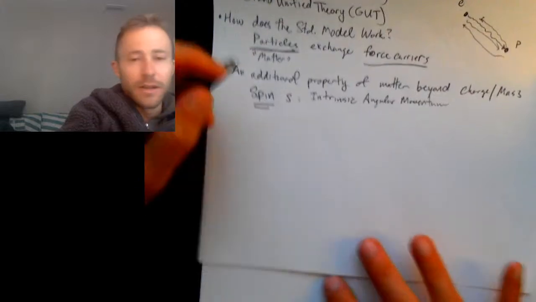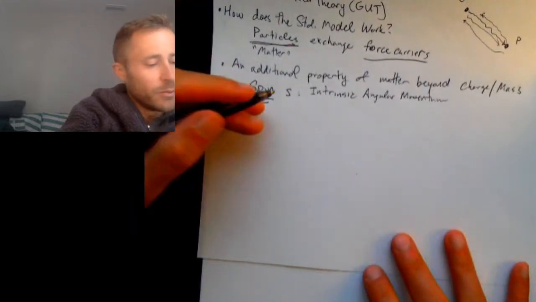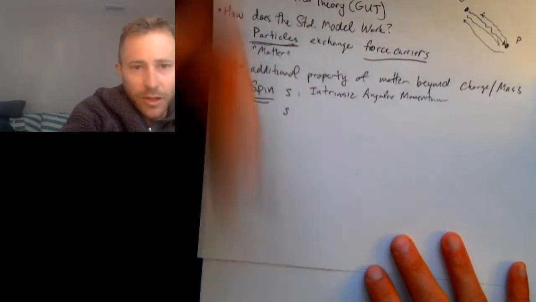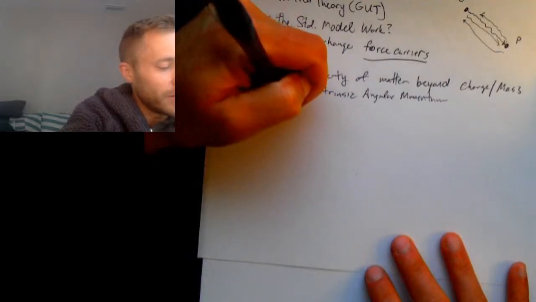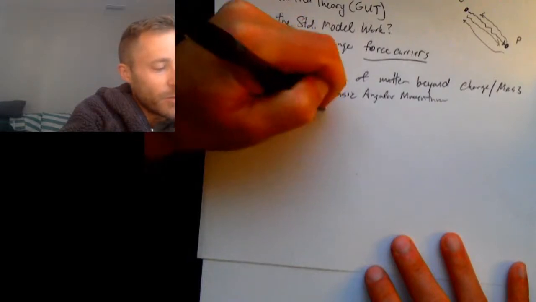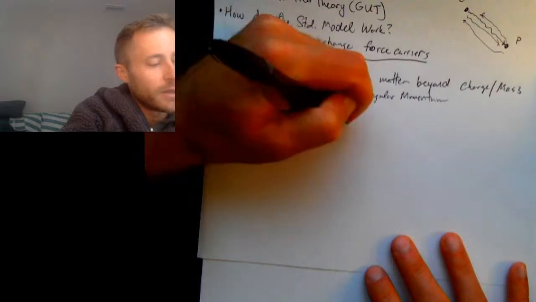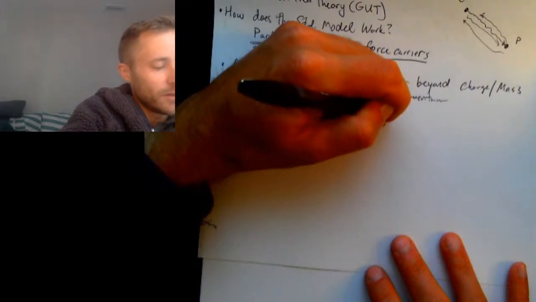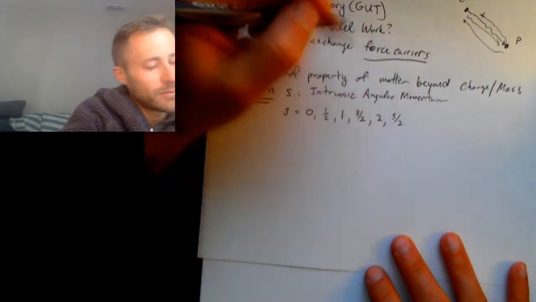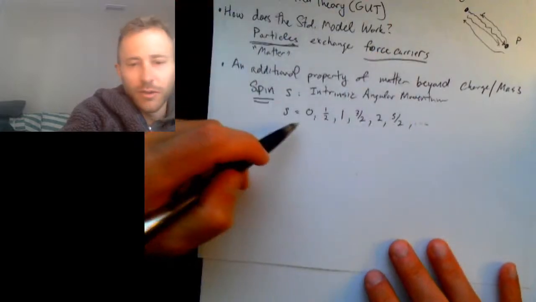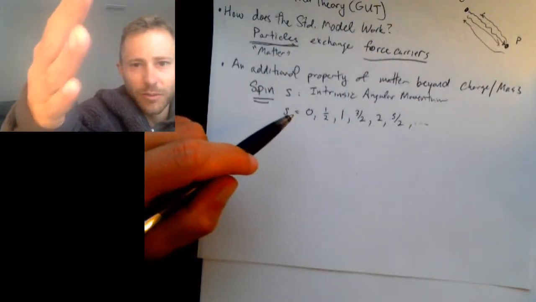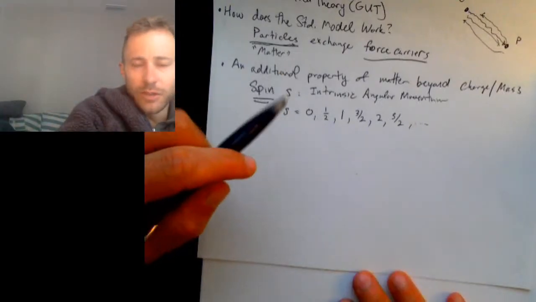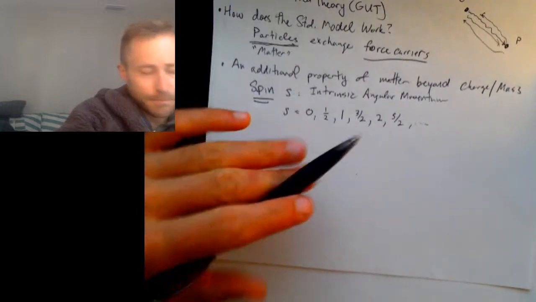All right. Now spin is a little bit weird because spin can only take on certain values. So the spin can be 0, it can be 1/2, it can be 1, it can be 3/2, it can be 2, it can be 5/2. So basically, it can only have an integer or an integer plus a half. All right. So different particles have different spins.